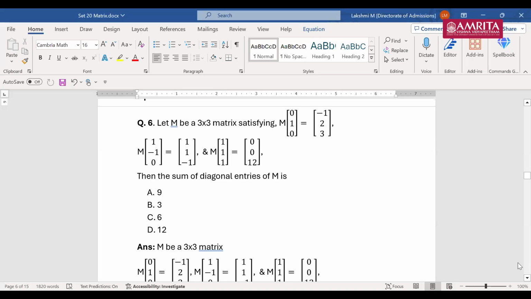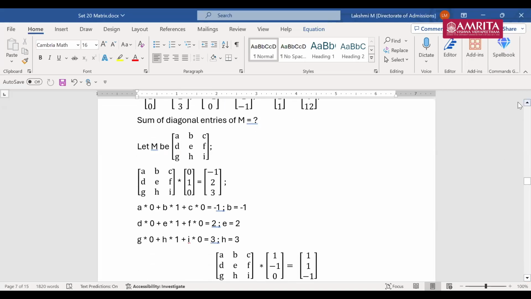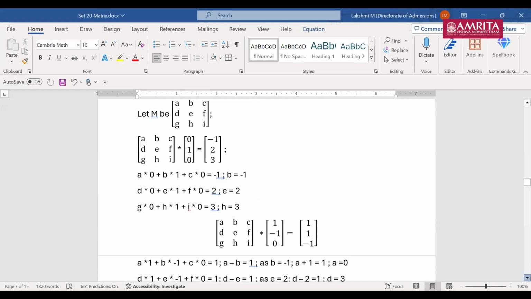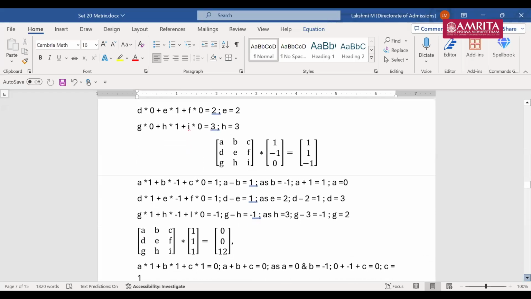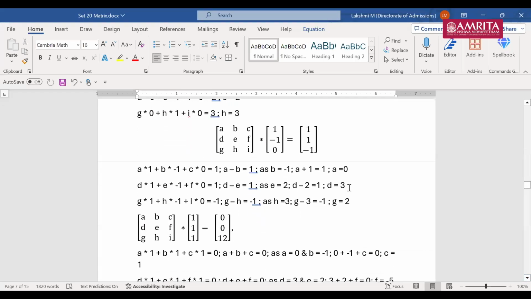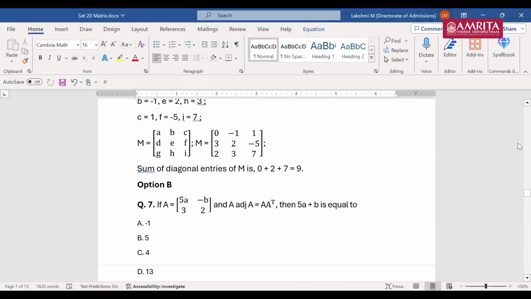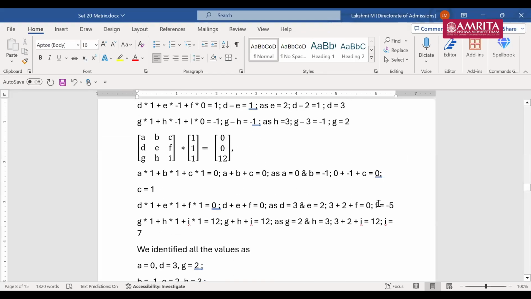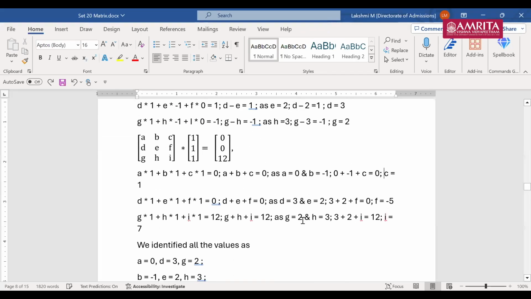Okay, I'll show you how to solve this question. You could assign some values, something like A, B, C, D, E, F, G, H, I. For the initial one, you'll get some equations, something like B equal to minus 1, E equal to 2, H equal to 3. So this is done. The other equation, you can solve and you'll get some unknowns. The same way I have taken the other one. After this, I got A equal to 0, D equal to 3, and G equal to 2. We have identified the unknowns as C equal to 1, F equal to minus 5, I equal to 7.